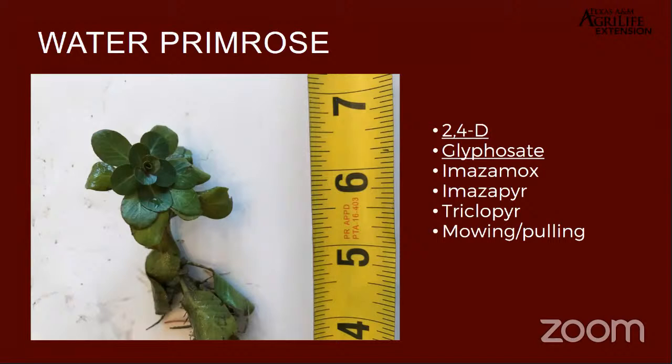For control of water primrose, you have 2,4-D and glyphosate as your more commonly available, cheaper herbicides. I will say that there is a species of water primrose that is glyphosate resistant. So if you use glyphosate and it's not working on your water primrose, 2,4-D is the way to go. 2,4-D is usually the one I recommend over glyphosate for water primrose.